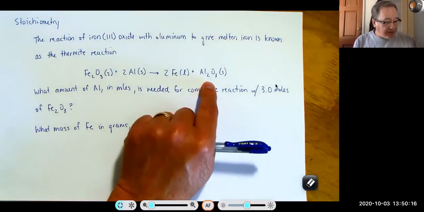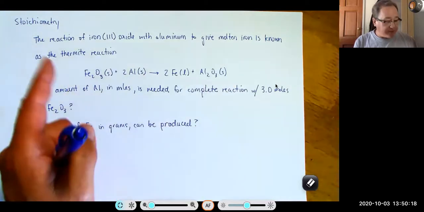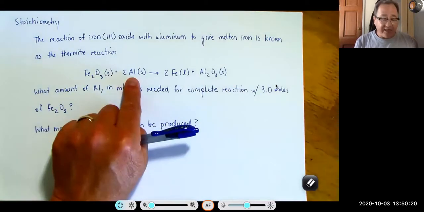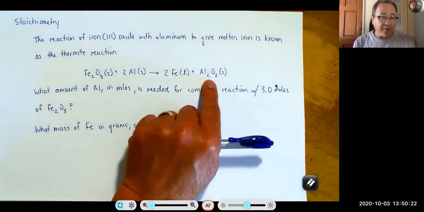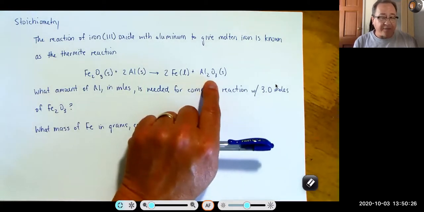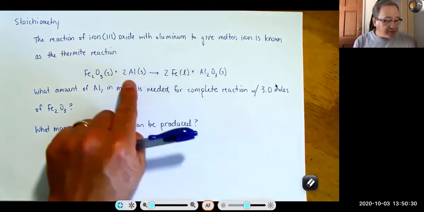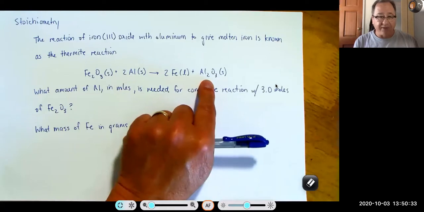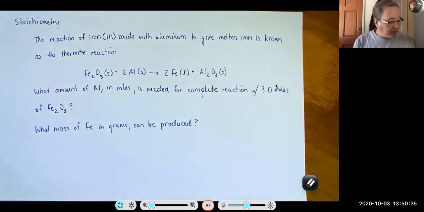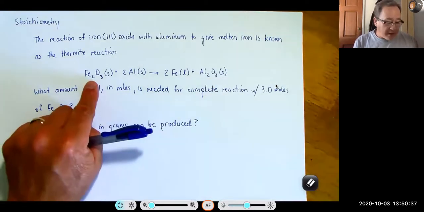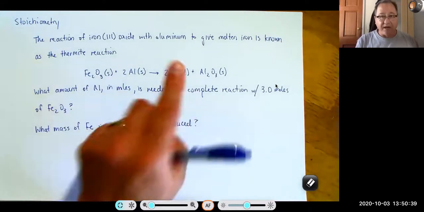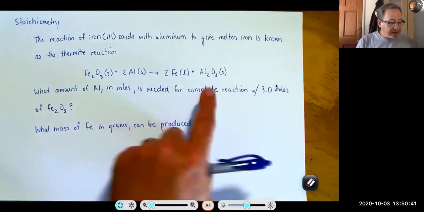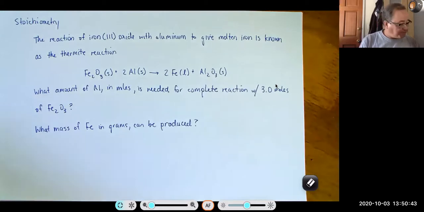Now this is a redox reaction, and we can tell very easily because we have pure aluminum on this side, and we have aluminum in a compound on the other side. So whenever you go from a pure element to an element in a compound, that's a redox. And it works backwards too. If you go from an element in a compound to the pure element, it's a redox. So this gives you a great hint that this is a redox reaction.